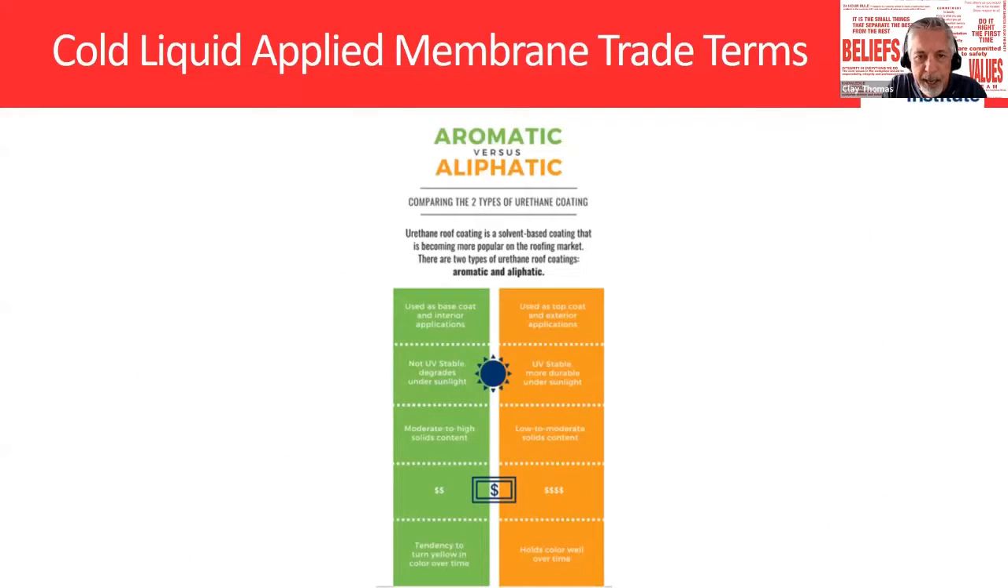Again, aromatic and aliphatic. Aromatic is used as a base coat, stable, pretty high solid content, with a tendency to turn yellow. That's why you put the aliphatic on top of it to hold the color that you want. Aliphatic has low to moderate solids, is UV stable, and is used as a top coat.